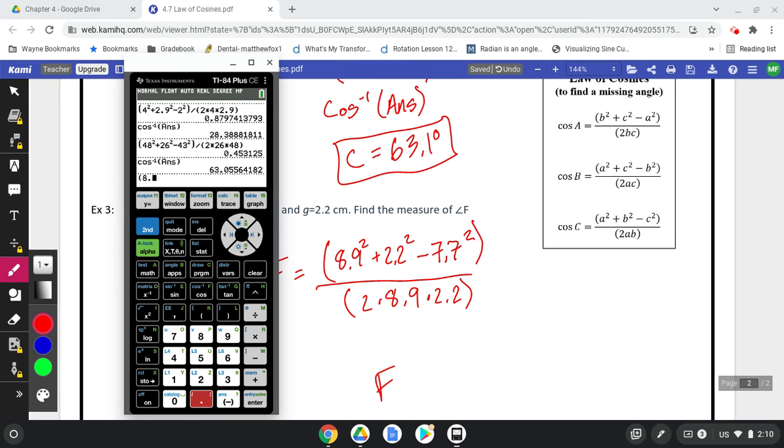So 8.9 raised to the second plus 2.2 raised to the second minus that 7.7 raised to the second divided by, and then it's 2 times 8.9 times 2.2. Now that's in our answer. We got to hit second cosine, second answer, close it, and hit enter. And as you can see, if we round to the nearest whole number, 51 degrees.